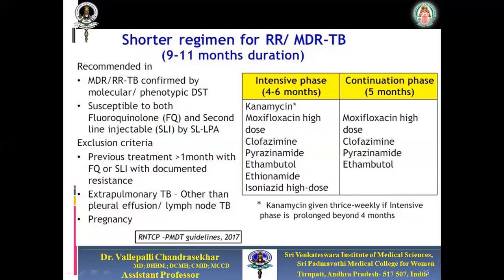So which drugs are we giving? There are two phases: intensive phase and continuation phase. The intensive phase is 4 to 6 months, in which we are giving kanamycin, high dose moxifloxacin, clofazimine, pyrazinamide, ethambutol, ethionamide, and high dose isoniazid. In the continuation phase, which lasts for 5 months, we are giving high dose moxifloxacin, clofazimine, pyrazinamide, and ethambutol. So the fluoroquinolone we are using here is moxifloxacin, right?